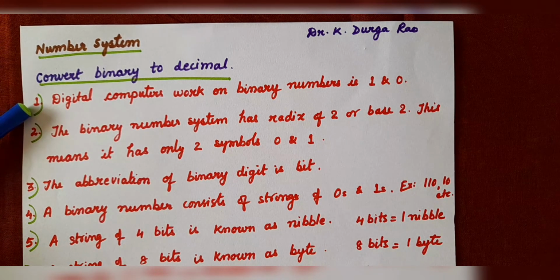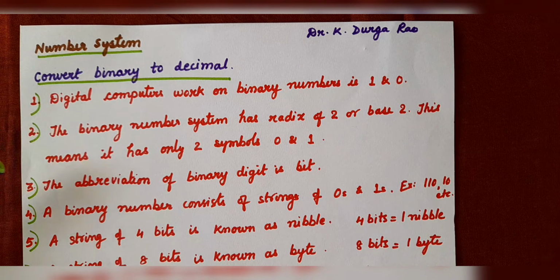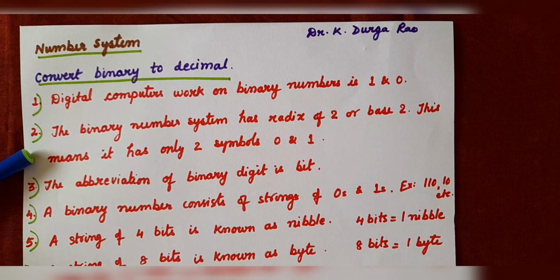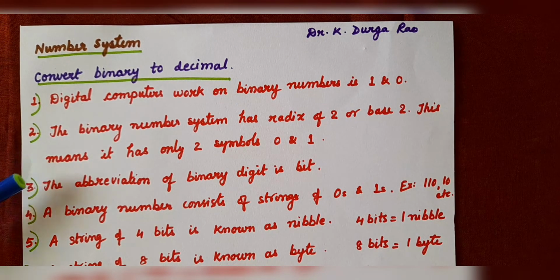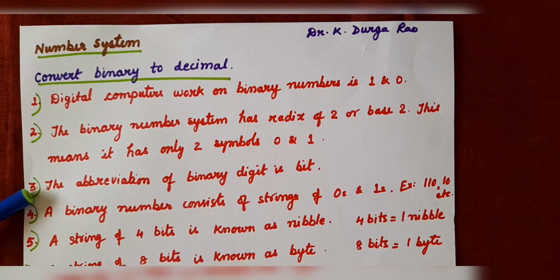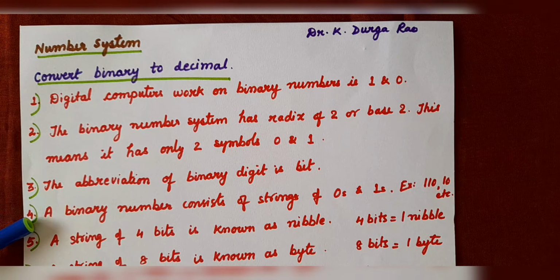First point, digital computers work on binary numbers, that is 1 and 0. Second point, the binary number system has a radix of 2 or base 2. This means it has only two symbols, 0 and 1. Third point, the abbreviation of binary digit is bit. Fourth point, a binary number consists of strings of zeros and ones.